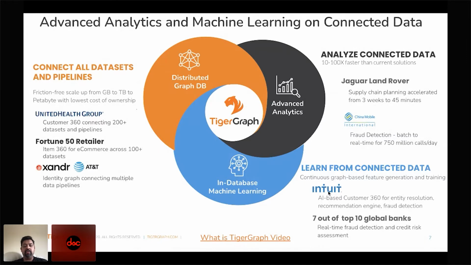This is where Intuit, a fintech that has about $6 billion in revenue, comes in. If you're in the United States, I'm pretty sure you have used TurboTax or have seen other people use TurboTax for filing taxes. And if you are a small or mid-sized business, you have probably used QuickBooks, which is used for invoicing and payment clearance. Intuit has built an AI-based customer 360 for entity resolution, for a recommendation engine, and for fraud detection.